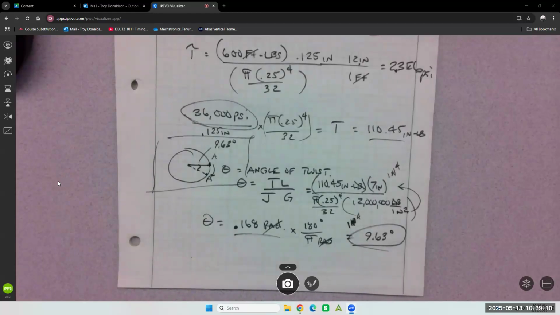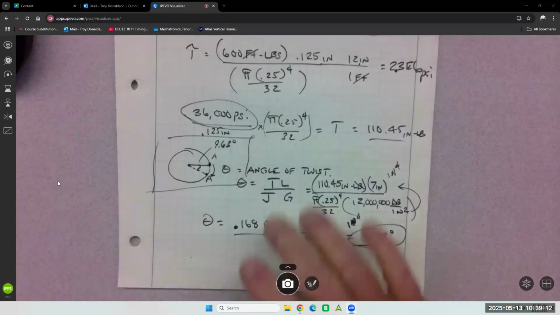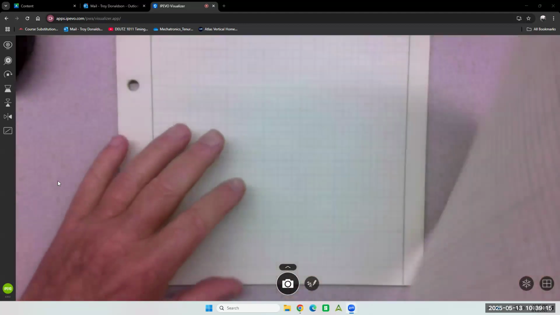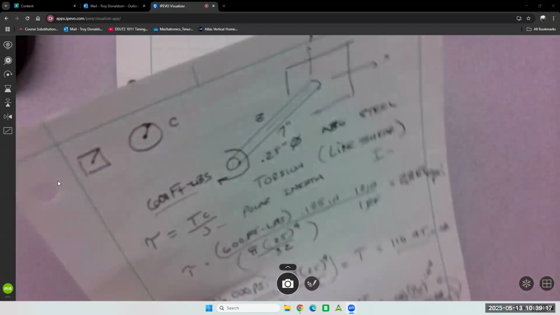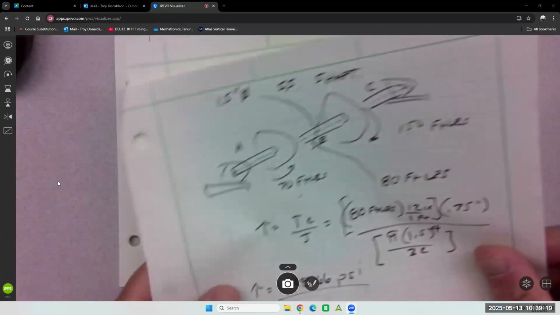So that's torsion. You have a homework set on that, and then you have a homework set on bending moments. So I need to talk about that a little bit. We've got to take a breath and then shift a little.